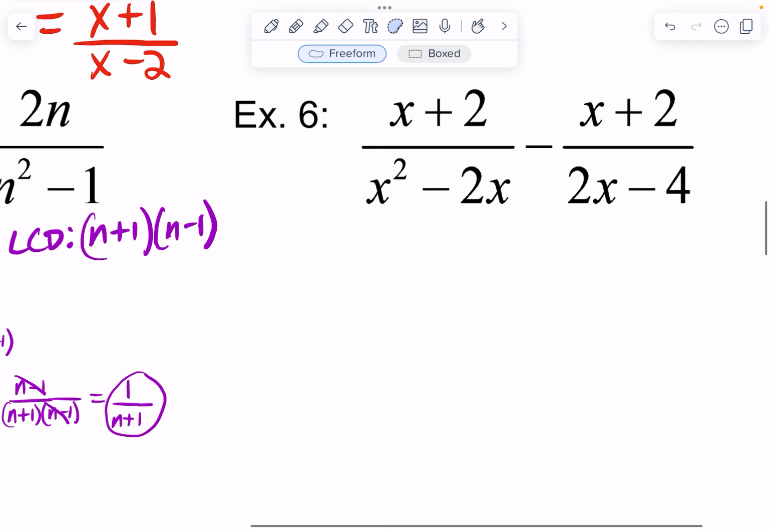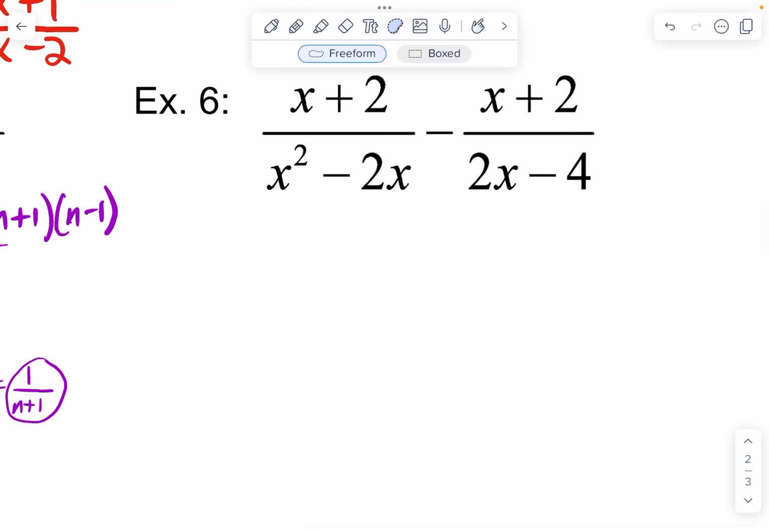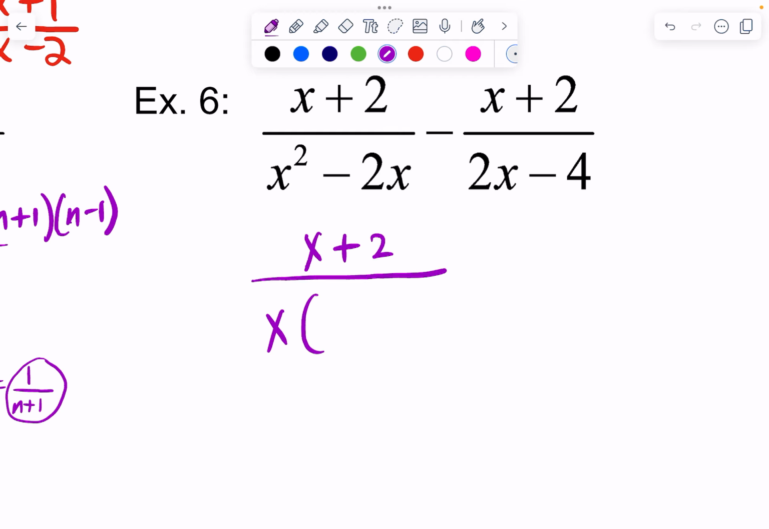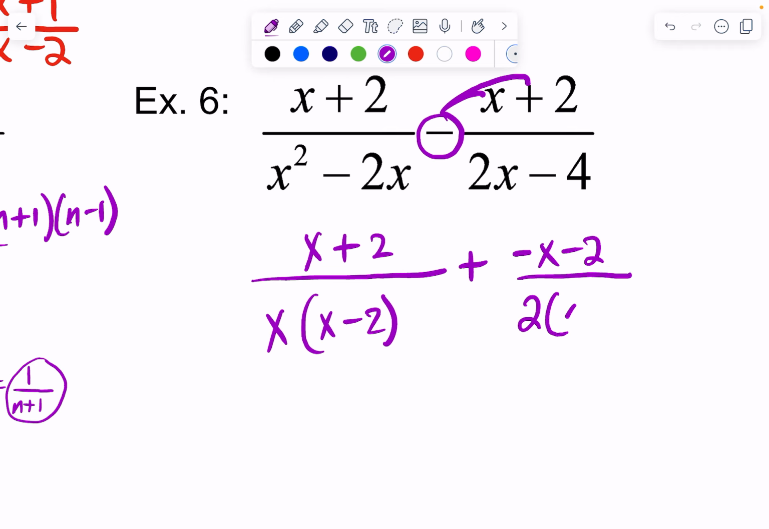All right, number 6. First things first, factor each rational expression. So I got x plus 2 over x times x minus 2. And then again, we can go ahead and distribute this negative now or later. I'm going to go ahead and do it now. So then I go plus a negative x minus 2 over 2 times x minus 2.